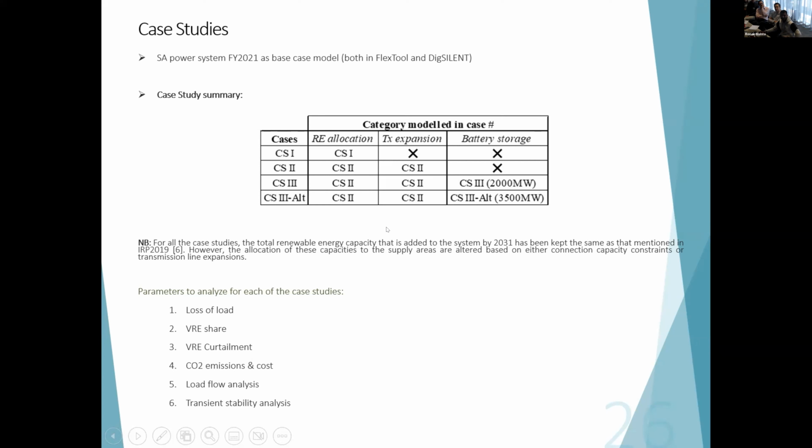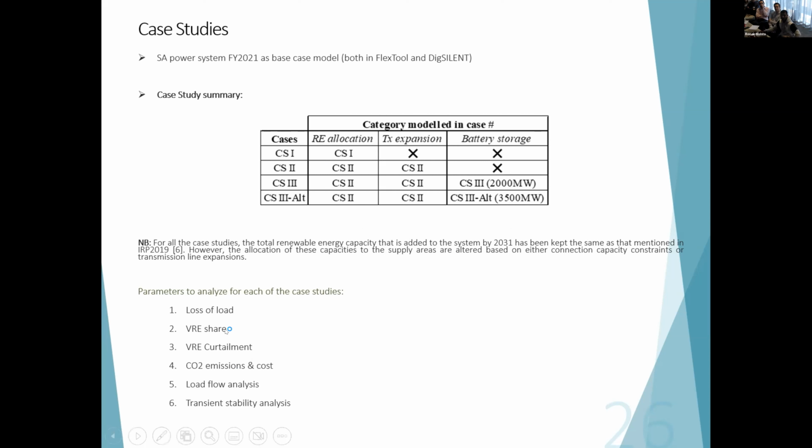And for all these case studies, the renewable energy capacity that is added to the system for the 2031 scenario is constant. So we are using the allocated IRP capacities, which is around 26 gigawatts for renewables by the year 2030. So that capacity would remain the same, but the allocations for different cases would change.